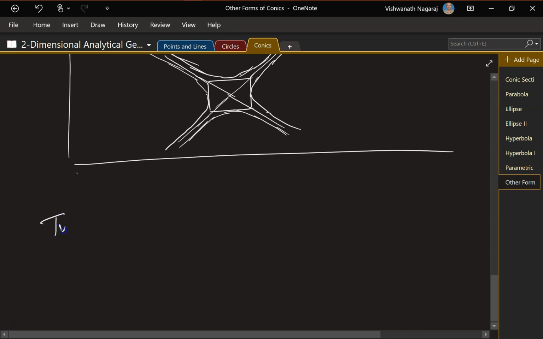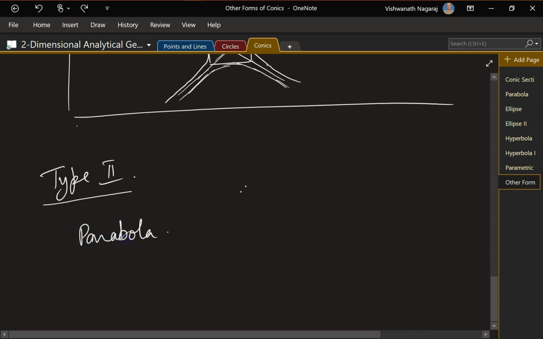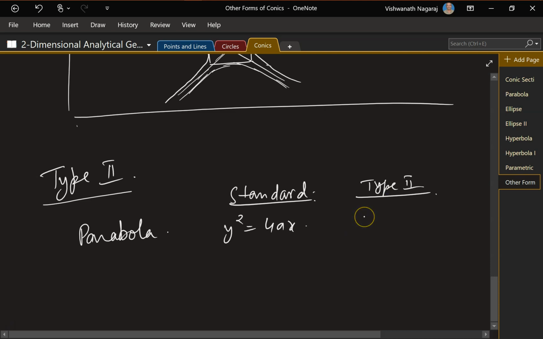Now let's look at type 2. Again, parabola. This is standard, which is y square is equal to 4ax. And we have type 2. Now here the origin, or the vertex in the case of the parabola, is shifted. So the equation becomes y minus k whole square is equal to 4a times x minus h. So it has shifted by h in the x direction, and it is shifted by k in the y direction.